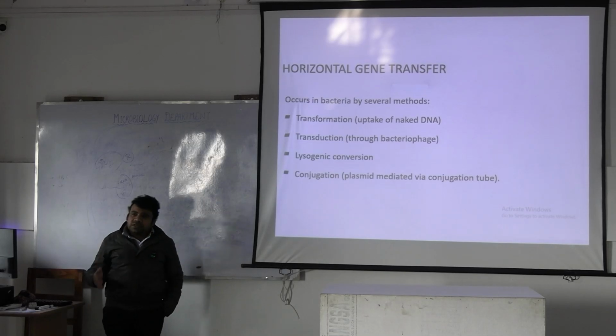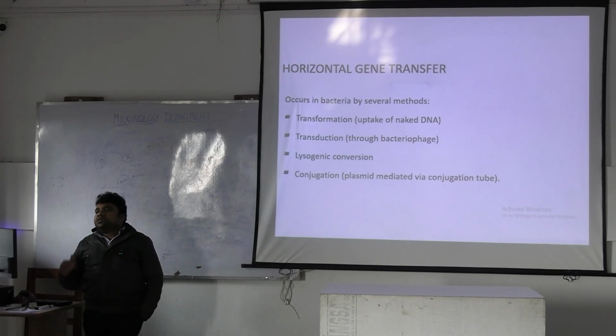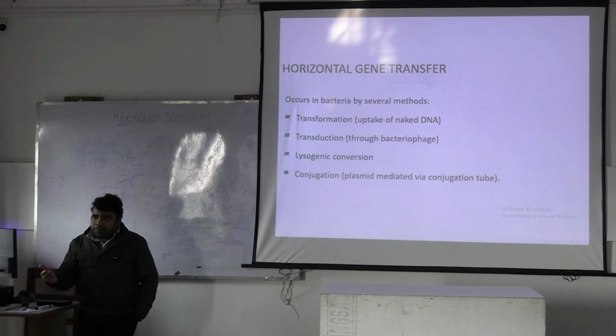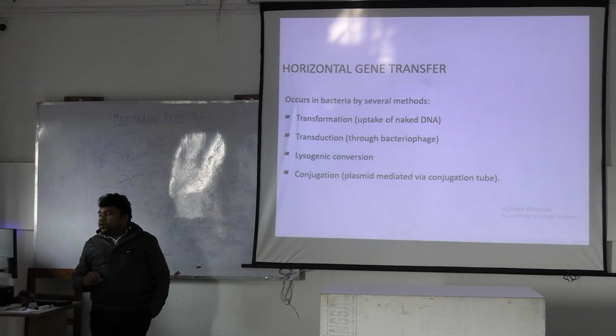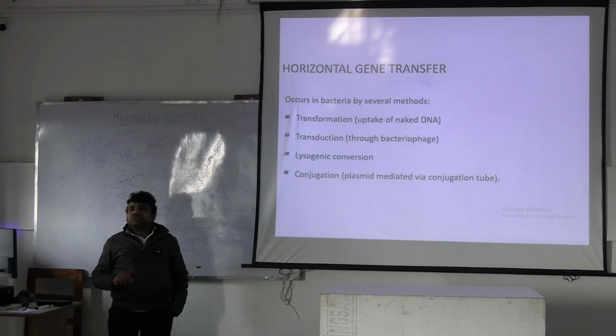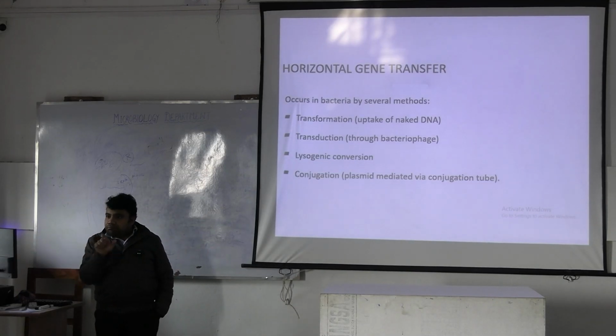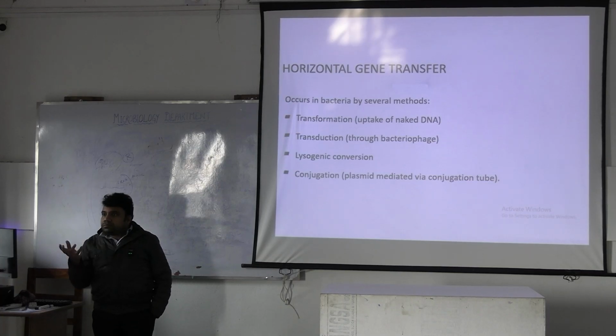There is one called vertical gene transfer. That means when the genetic material is transferred to the next progeny. Now here we are looking at horizontal. That means when the genetic transfer occurs between the existing organisms, not in the future progeny, but in the existing organisms.